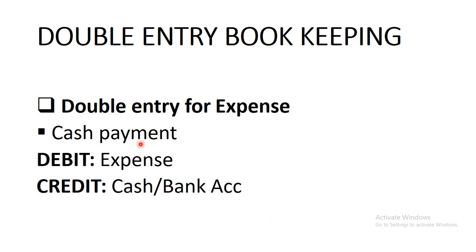So now, if we have a cash payment for expenses, you debit the expense account. Remember, expenses are always on the debit side, just like purchases. Expenses are always on the debit side. So you debit the expense account, and then you credit the cash or bank. Remember, this is a cash or bank payment.